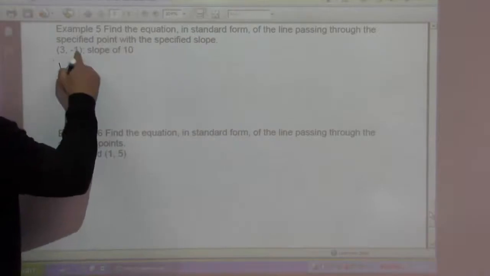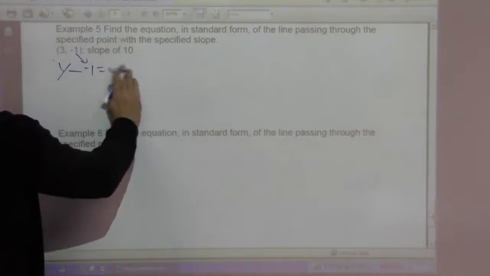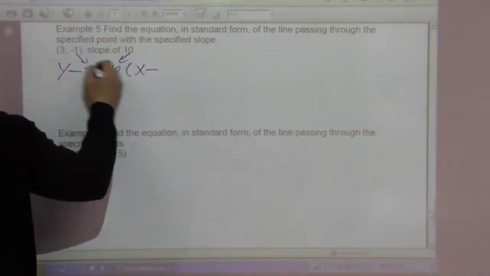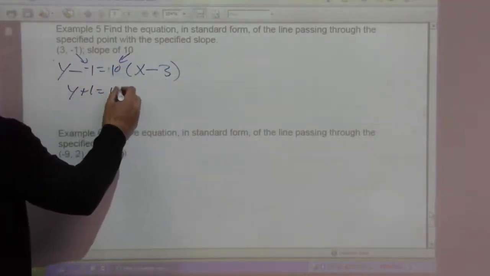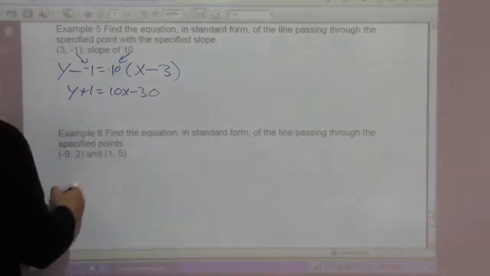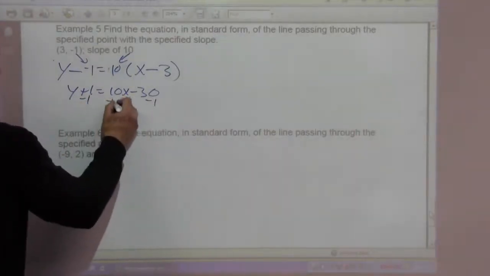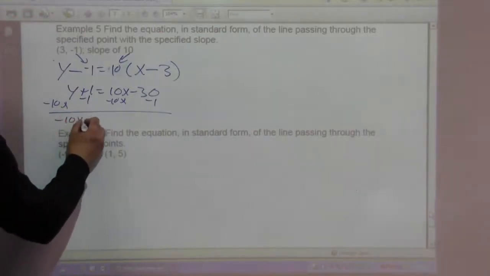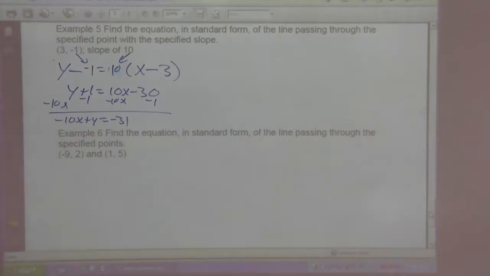So it'll be y minus, our y1 value is negative 1, equals m, that's our 10, times x minus 3. There's 3 here. So y plus 1 equals 10x minus 30. We want the y and the x on the same side, so subtract the 1 and subtract the 10x. Negative 10x plus y equals negative 31. This is standard form.